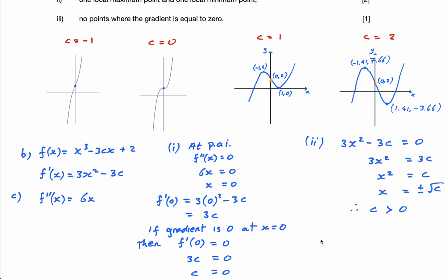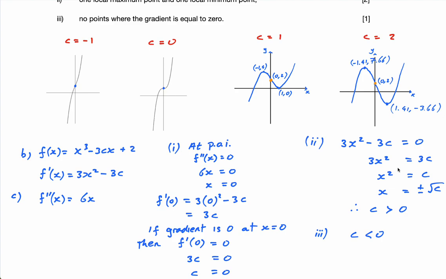And then finally, you probably can see where this is going now. Same thing, no points where the gradient is 0. Well, if the gradient is 0, then again, x squared equals c. How can this situation have no solutions? Well, if c is less than 0, because it's the exact same equation, but if c is negative, for example, imagine c was negative 9, then you've x squared equals negative 9, there's no real solution, so you can't do it.